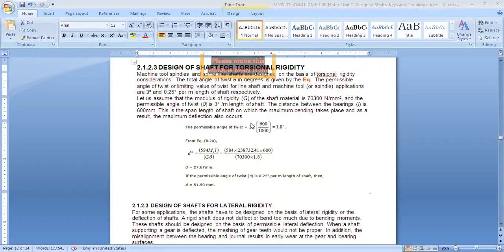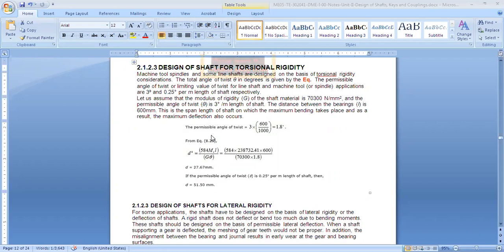The angle of twist is 3 degrees for 1 meter length. So for 600 mm, it will be 1.8 degrees. Right? Simple multiplication. So now we know the angle of twist for the given length is 1.8 degrees. We will use that in the formula: D raised to 4 is equal to 584 into MT into length 600 upon G and theta. From that we will get the diameter of the shaft on the basis of torsional rigidity as 27.67.